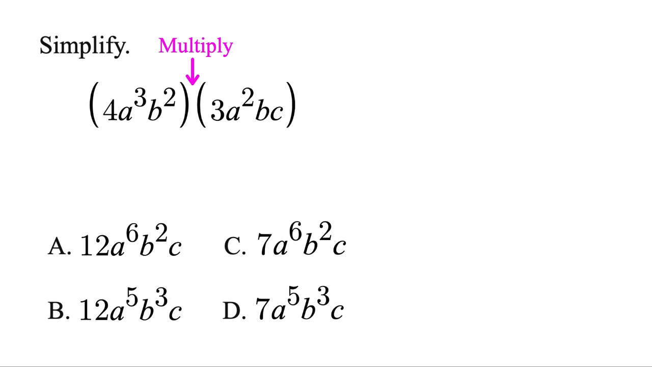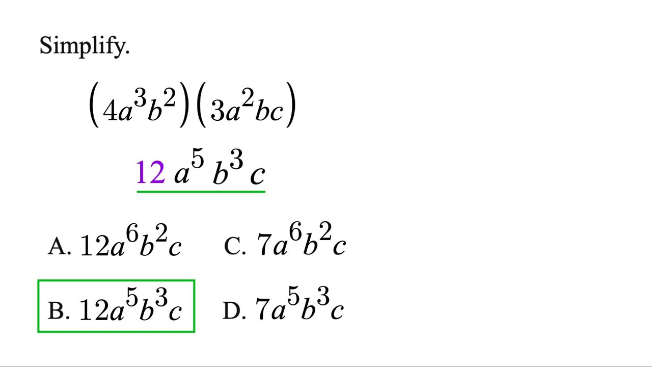When you have back-to-back parentheses, it's always multiplication. So we'll do our 4 times 3, 12. But when you multiply a cubed times a squared, you're really just going to add the powers here. So a to the fifth. And then count up how many b's. We've got b squared times b, so 3 of those guys. And just one c hanging out at the end. So that's our final, so b there.